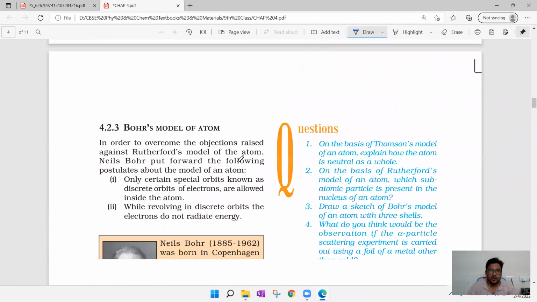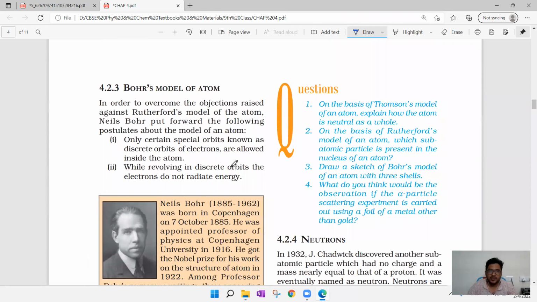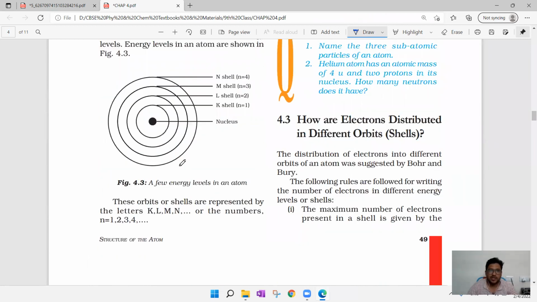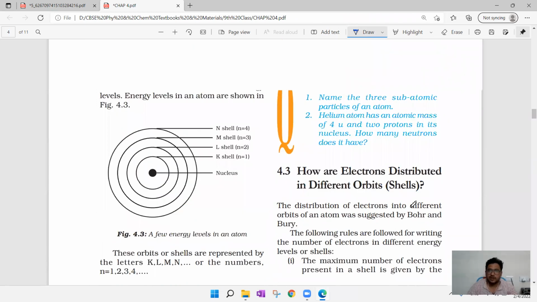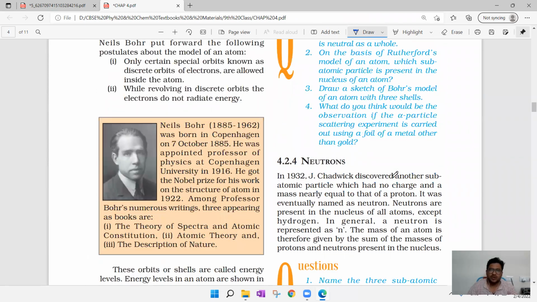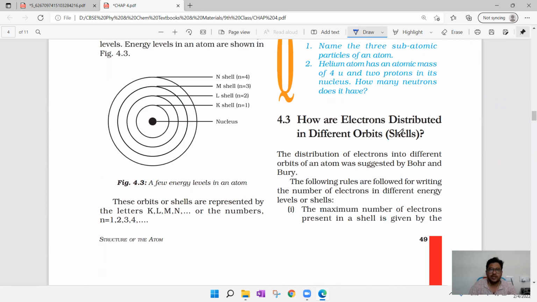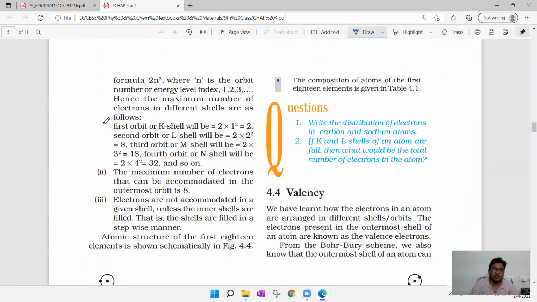Then we have Bohr's model of an atom, Niels Bohr's atomic structure. And this is a representation of shells, K shell, L shell, M shell, N shell, and energy levels. And neutron, just a small paragraph regarding neutron. James Chadwick discovered another subatomic particle with no charge. And then we have how electrons are distributed in orbits. So these are the concepts we have discussed, where the 2n square formula will be used, and that is applicable only up to 4 orbits.